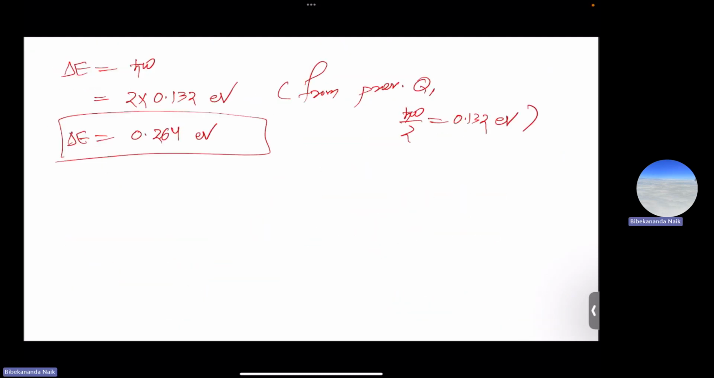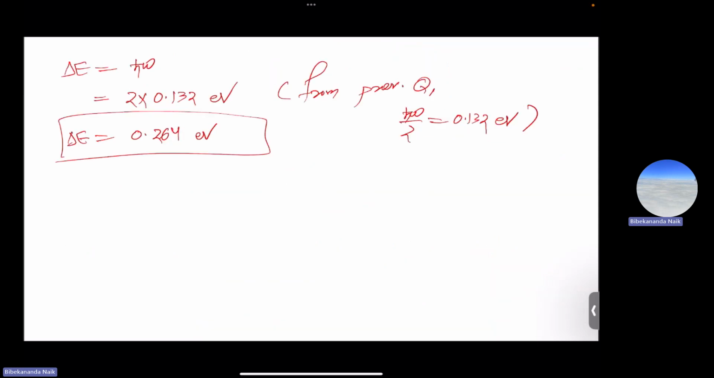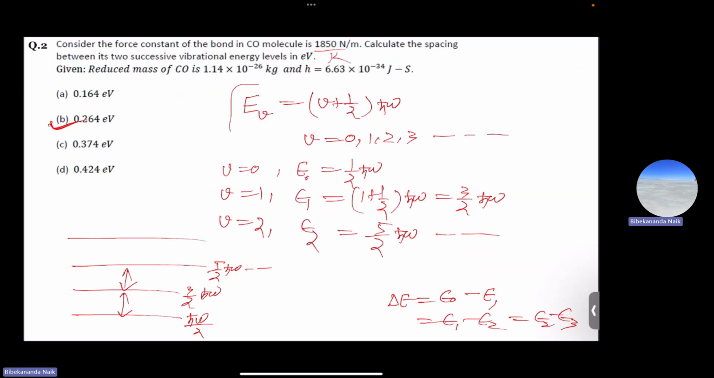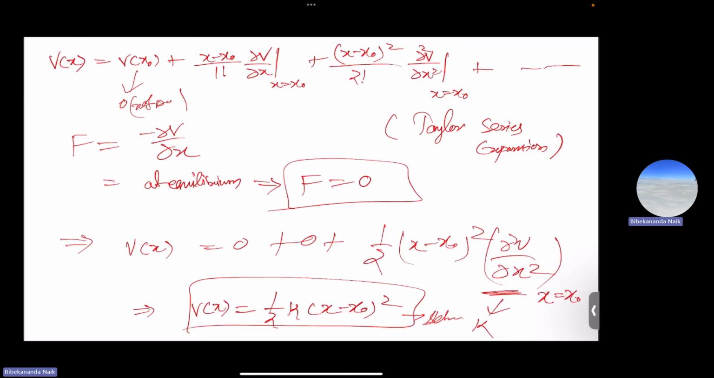Since all these things are based on quantum mechanics, if you put this value of potential energy into Schrodinger's equation, then after solving, the energy eigenvalues come out to be E_v equals (v plus half) h cross omega, where v is the vibrational quantum number. Corresponding to these, we have different levels and energy spacings. I hope this is clear to you.